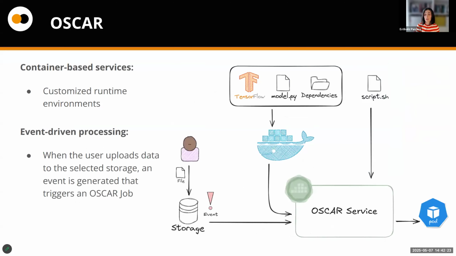OSCAR is a container-based tool, so you can create your own container containing the tools that you need, like libraries, scripts, dependencies, etc. And you provide that container and the script that is going to be executed inside that container, and very easily create an OSCAR service. So every time the user uploads new data to the storage, it is going to generate an event that is going to trigger an OSCAR job. And that is, in the end, a pod inside a Kubernetes cluster.